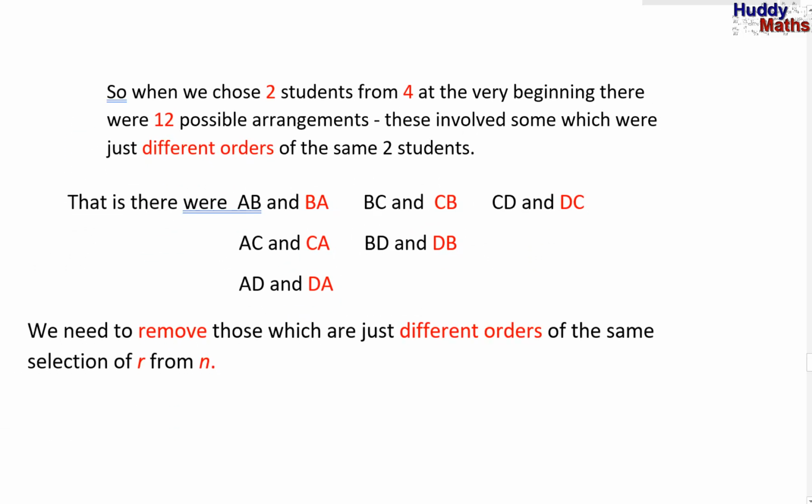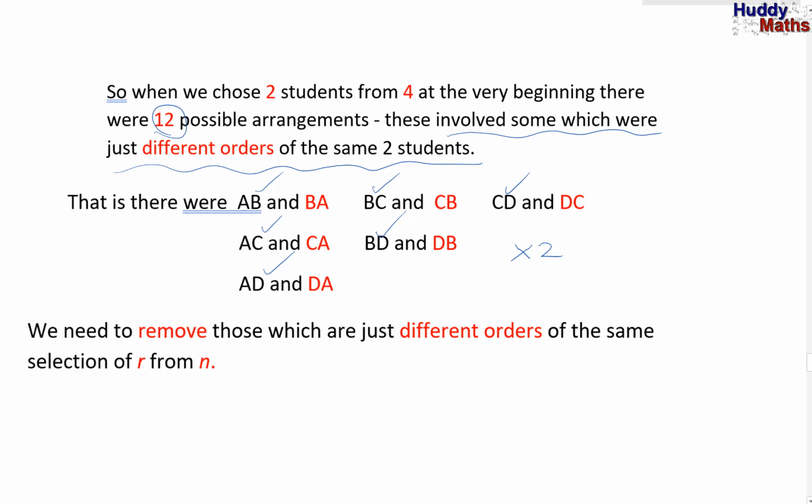So when we chose 2 students from 4 at the very beginning, there were 12 possible arrangements. These involved some which were just different orders of the same 2 students. How many were there? So AB and BA, AC and CA, AD and DA, BC and CB, BD and DB, CD and DC. All right, so we don't want the red ones. How many were there? Well, we've doubled, haven't we? Everything was times by 2 because there were 2 orders for 2 items.